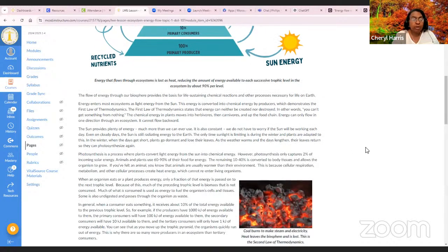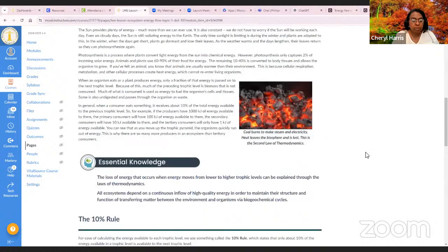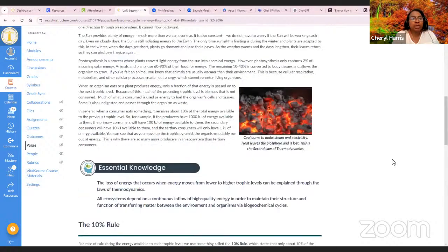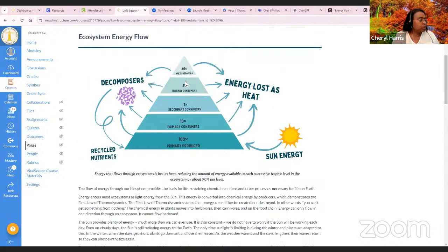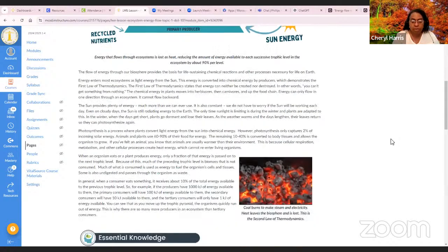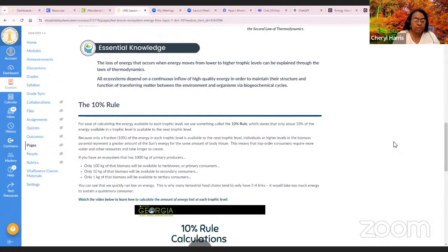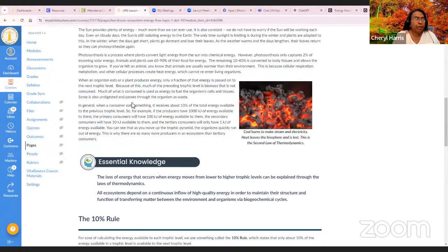So I'm going to give you a few minutes to read this passage, and then we're going to be concerned with this 10% rule. This 10% rule is what explains why we're losing so much energy as we go up the pyramid. So take a few minutes to read this paragraph. I'm going to do attendance, and then I'm going to come back and we'll talk about this 10% rule. Okay?